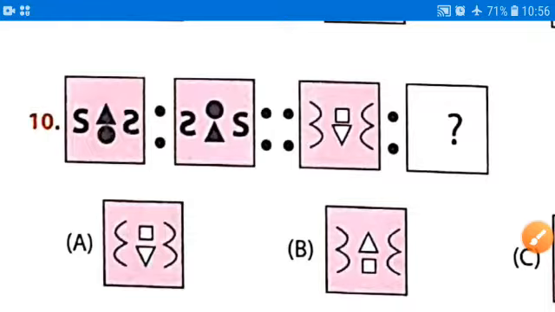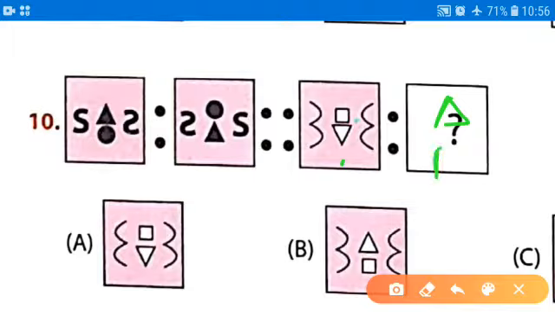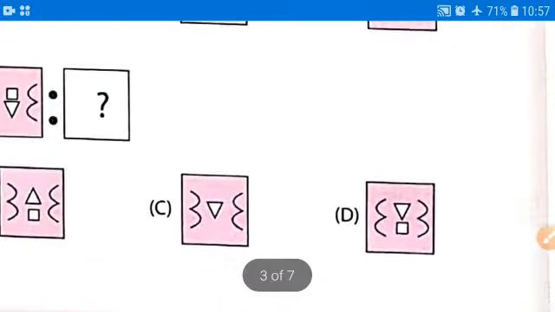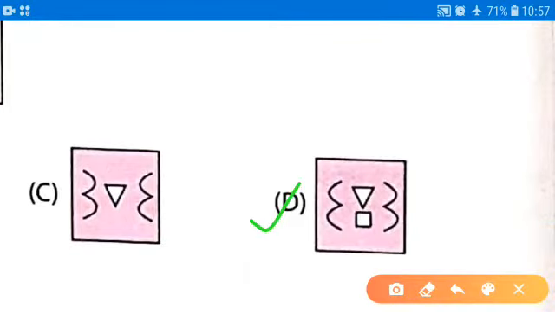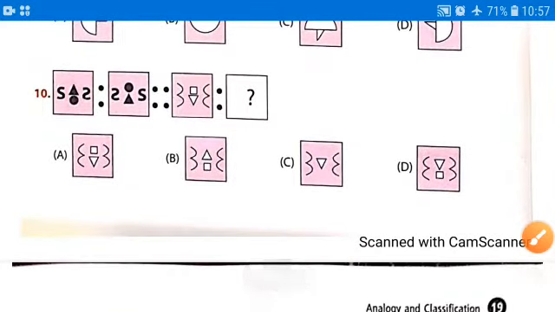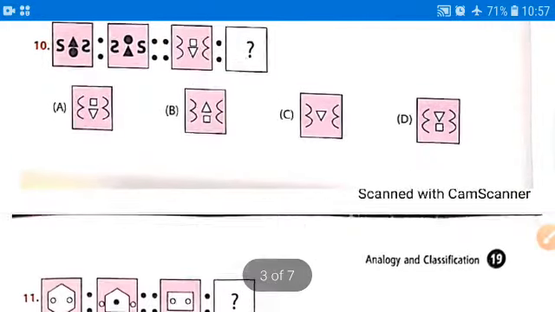So in the same way, this triangle will go up and this square will go down, and this figure on the left hand side will be made on the right and the right hand side will be made to the left hand side. So the correct answer for this question will be option D. Option D is the correct answer. You can check here. Yes, triangle is upside, square is downside, and these two figures of left hand side and right hand side have changed.